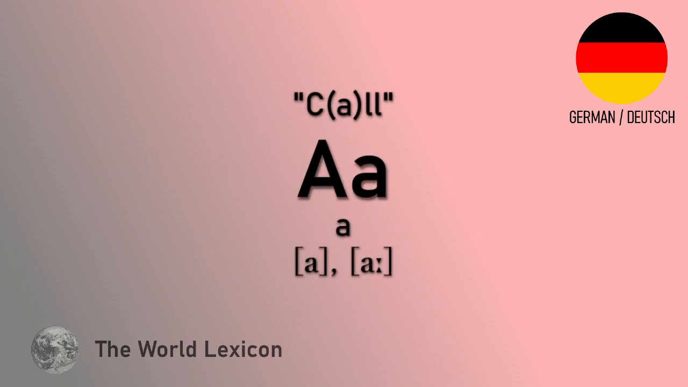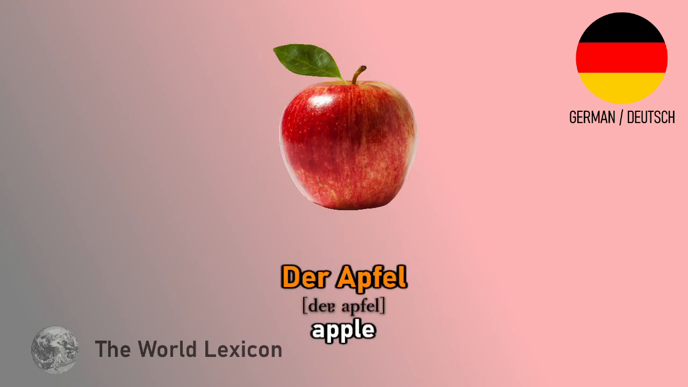Firstly, there's ah. This is like the A in call. Der Apfel. Note the indefinite article der. This will change depending on gender.